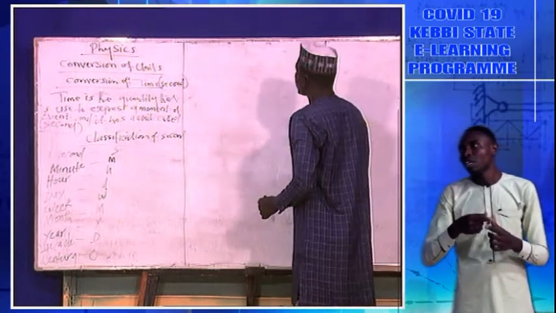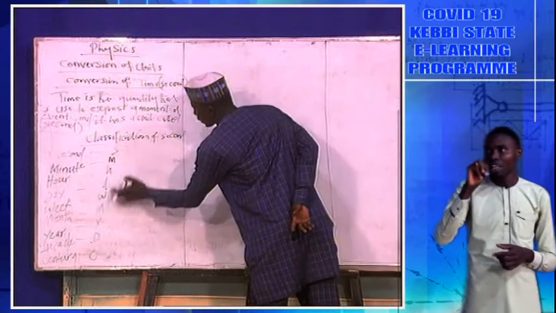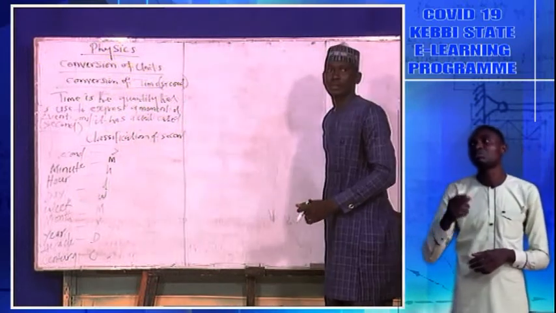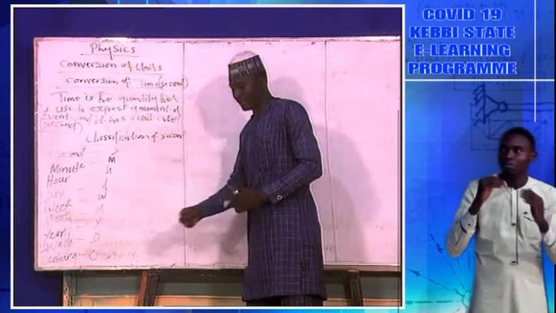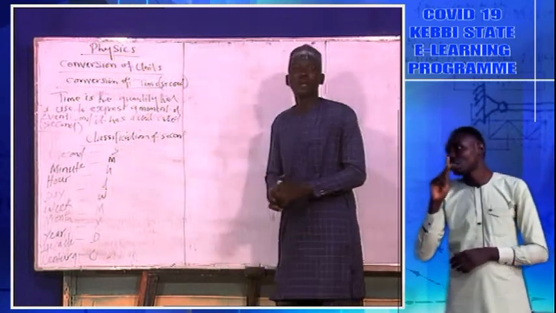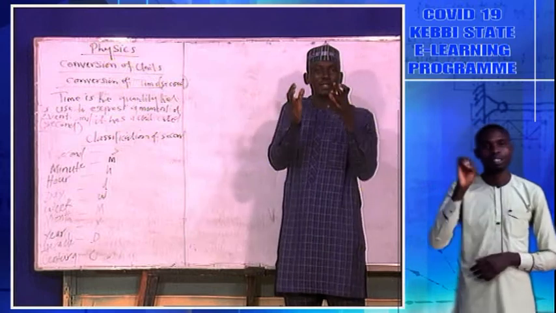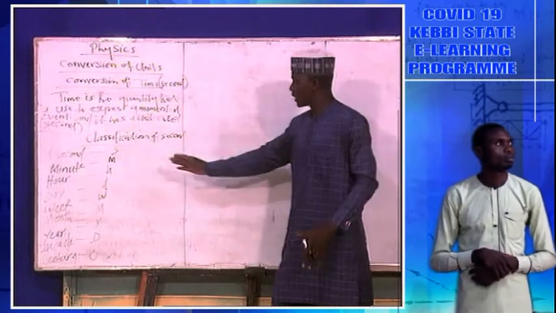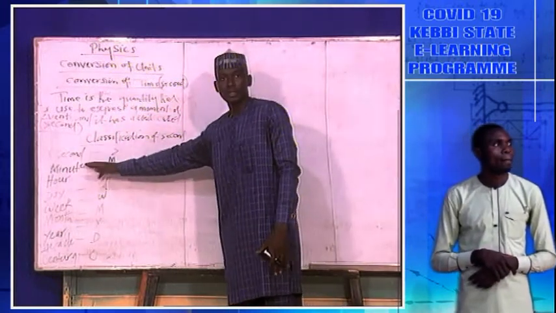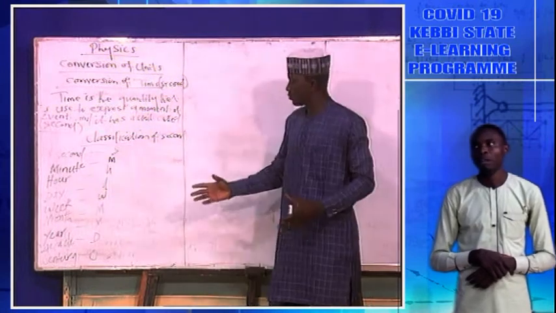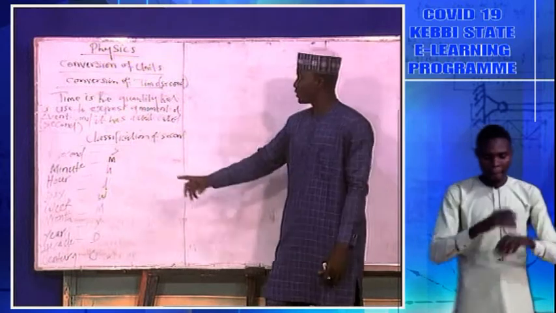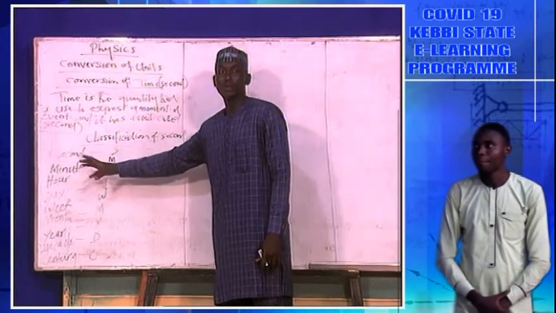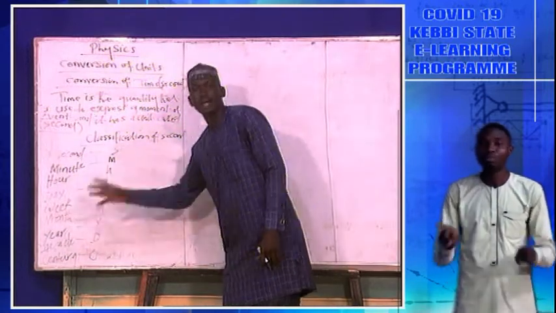Now, we need to know the conversion of these classifications. The reason why we have so many classifications here is if we want to measure a moment in a very short range, we can use second or minute. If we want to measure a moment in a very wide range, we cannot use second, minute, or hour, whereas we can only use a year.